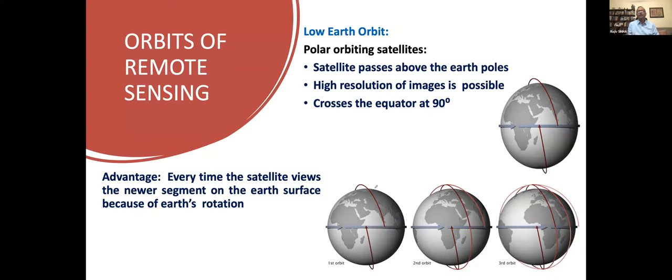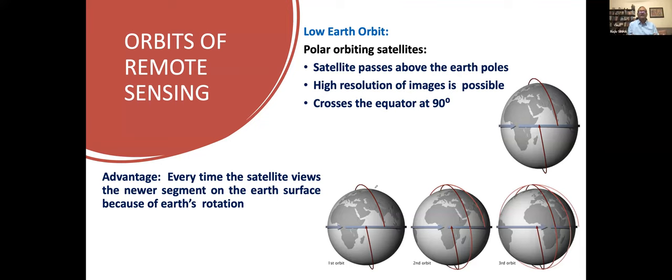So these are very large data sets which are being provided here. Okay, so let's look at the advantages of the different types of orbits. Low Earth orbit satellites are typically polar orbiting satellites. They pass above the Earth's poles. They provide pretty high resolution imaging of the Earth, and they cross the equator at 90 degrees. So these are typical characteristics of the low Earth orbit.